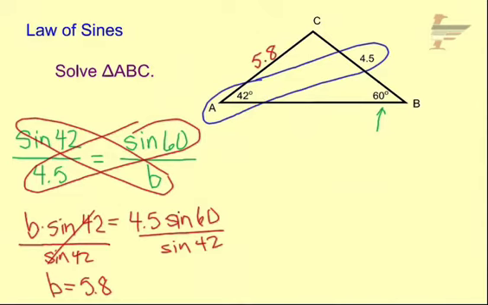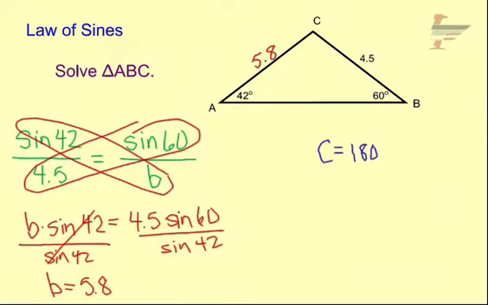We also need to find angle C and side C. Since we're given angles A and B from the start, we can go ahead and add those up and subtract from 180 to get angle C. So we know angle C will be equal to 180 minus 42 and 60. So angle C is 78 degrees.